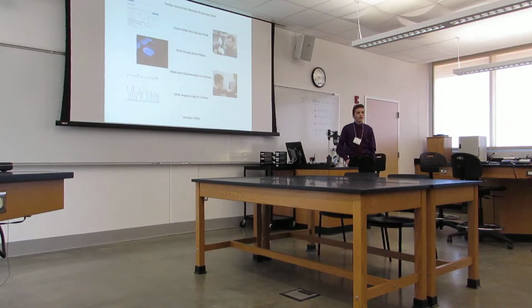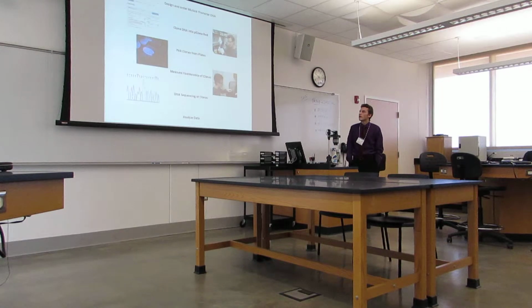My overall method was to design and order the mutant promoter DNA, then clone the DNA into pClone-Red so it would be inserted into E. coli. I then plated the E. coli onto plates of LB plus AMP, and then I picked the clones from the plates so I could isolate individual -35 sequences for analysis. I measured the fluorescence of those clones through the use of fluorimetry. I sequenced the DNA of the clones so I could link fluorescence to individual sequences.